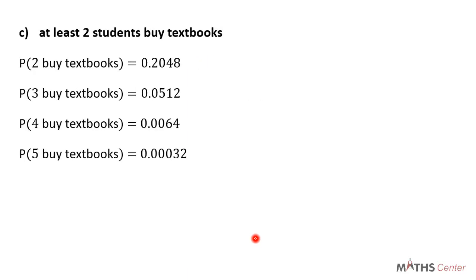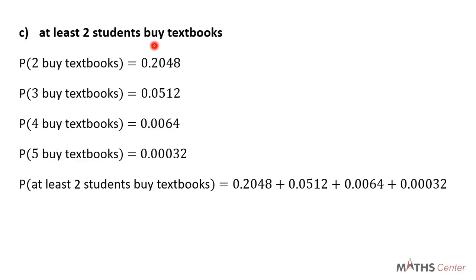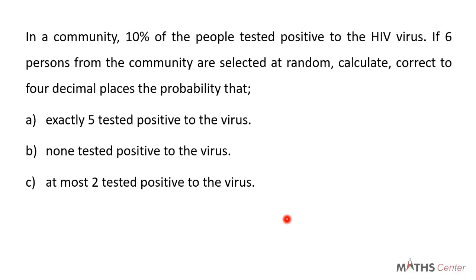0.00032. So now we have the probability that 2 students buy textbooks, the probability that 3 students buy textbooks, the probability that 4 students buy textbooks, and the probability that 5 students buy textbooks. To get the probability that at least 2 students buy textbooks, we will add these 4 probabilities. When we add them, we are going to have 0.263. So the probability that at least 2 students buy textbooks is 0.263. Let's consider the next question.